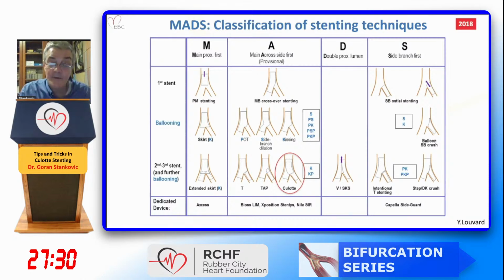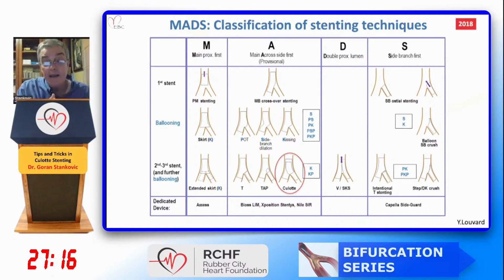I would like to use this opportunity, given my frequent presence in meetings worldwide, especially in several webinars organized by colleagues from India. I'm not against DK crush. I just think that provisional gives you a variety of options. It's the preferred strategy in Europe. We are all trained to try to minimize the number of stents and therefore the metal that is used, because my good friend Jens Lassen says if you start with one stent, you can always finish with two, but if you start with two stents, it's impossible to finish with one.